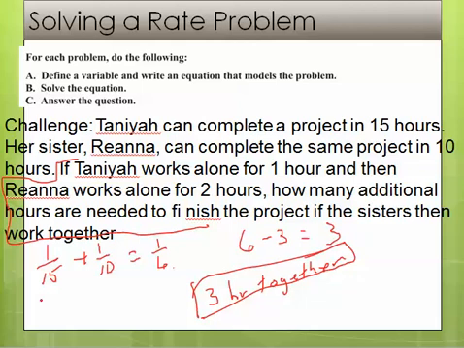That's really all there is to solving these type of problems. These are the real life polynomial type problems that you will see.